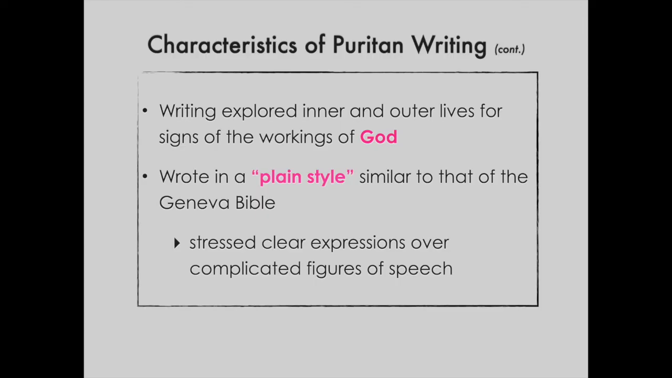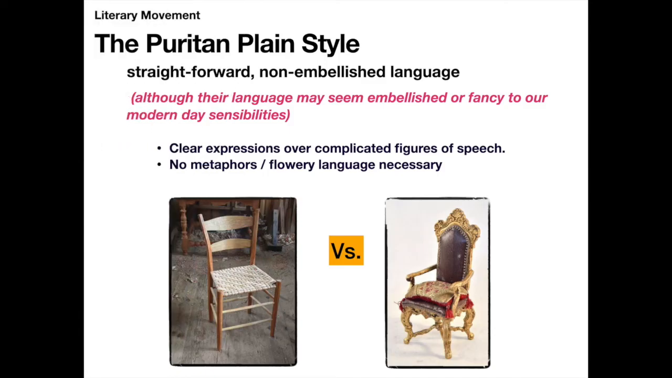So let's take a look at what that might look like. The Puritan plain style is straightforward, not embellished language. Your creative writing teacher would probably be like, oh my gosh, the plain style is killing me, I want more pretty imagery. But the funny thing for us in our modern day sensibilities is that when we're looking at something written in 1606, they're using thee and thou, and we're just like, holy cow, this sounds pretty fancy to me. But we have to remember that to them, 400 years ago, it was not fancy. It was just how they talked.